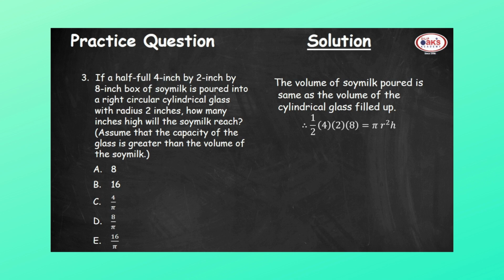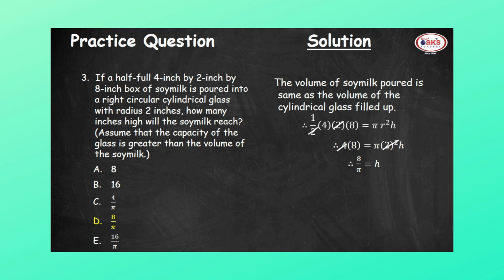So you can see, as we equate the two volumes, on the left hand side 2 gets cancelled and we get 32, that is 4 into 8 is equal to pi into 2 square into h. So once again we can check 4 gets cancelled, and therefore we get h is equal to 8 upon pi. So we will mark option D to conclude this question successfully.